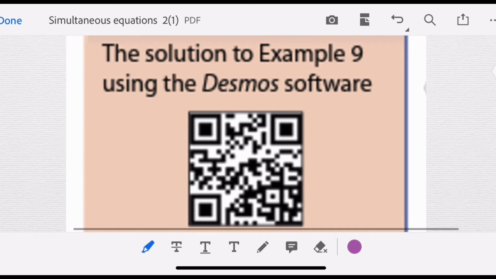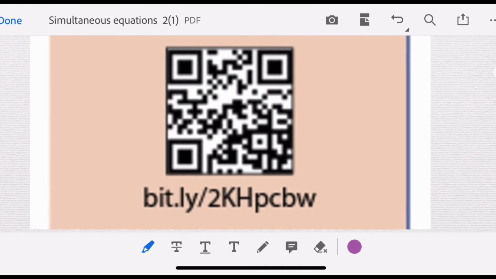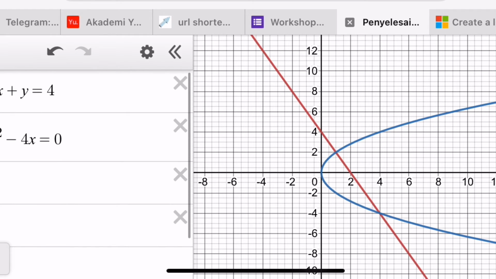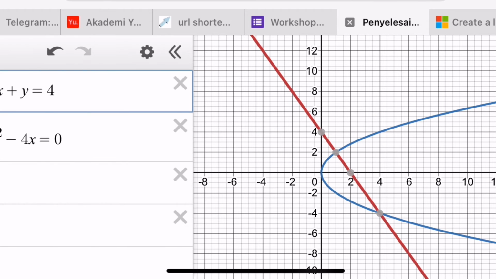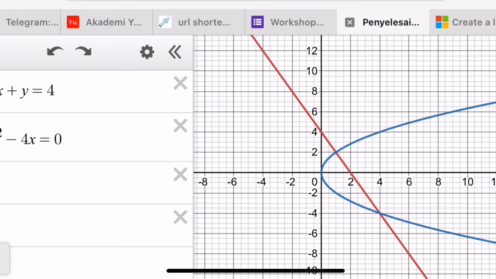So I'm going to show you how to use the Desmos software. Okay, I'm going to scan this one, and then I'm going to show you the graph. So guys, this is the graph that you scan. You can see there is a red line which is intersecting at (1, 2) with the blue curve. Alright, so the point (1, 2) is a solution for this simultaneous equation. So that is actually the real situation that happens when we solve the simultaneous equations. So we can use a graph to represent the solution.